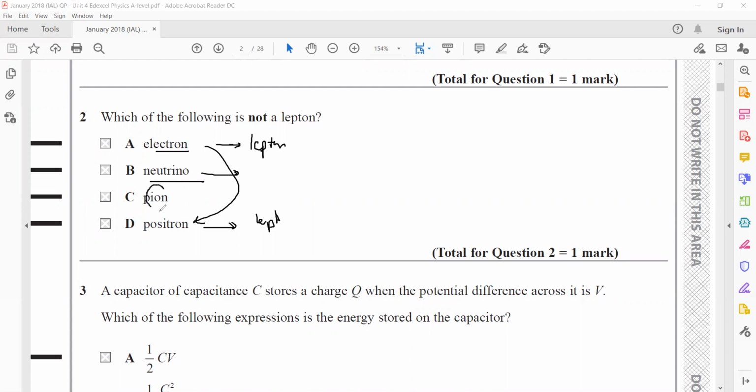Pion is a meson, which is a combination of quark and antiquark. So the correct answer was C. Pion is a meson.